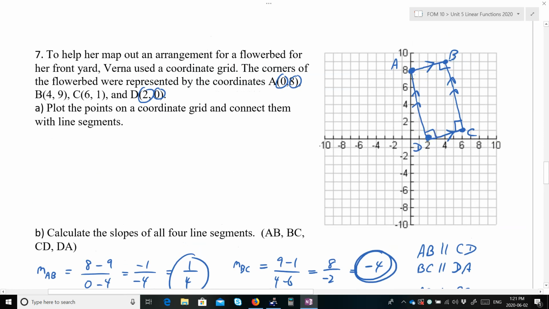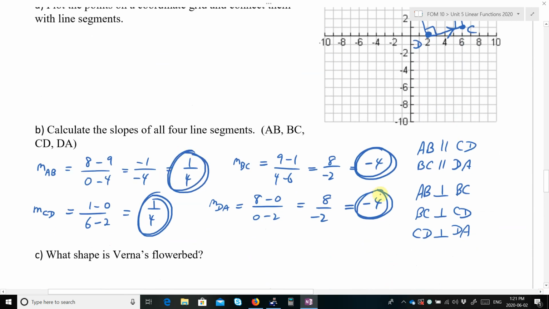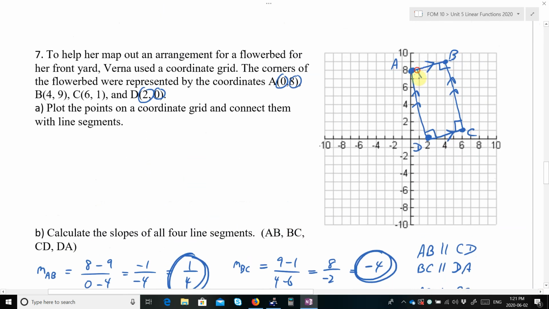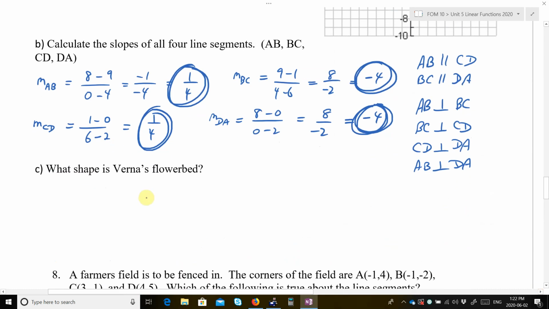Okay, and then you would see the same thing with DA and AB. AB, the slope is 1 fourth, DA, opposite reciprocal. So AB is perpendicular to DA. All right, and then there's a special name for this type of figure. When you've got 90 degree angles on all of the corners and then you've got two pairs of parallel sides, what shape is Verna's flower bed? That is a rectangle. Okay, it's a rectangle because the angles are 90 degrees and the sides are equal and parallel.